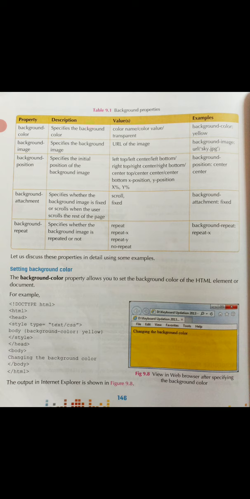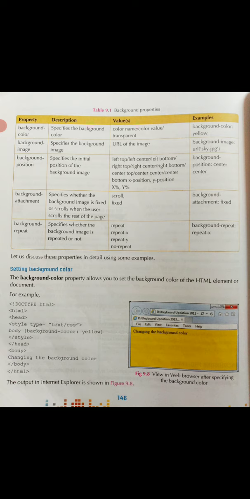Then students, have you seen the table of background properties? There is written property, description, values, example. Yes or no? So here there are five background properties. First one is your background color. Second one is your background image. Third one is your background position. Fourth one is your background attachment. And the last one, the fifth one, is your background repeat.